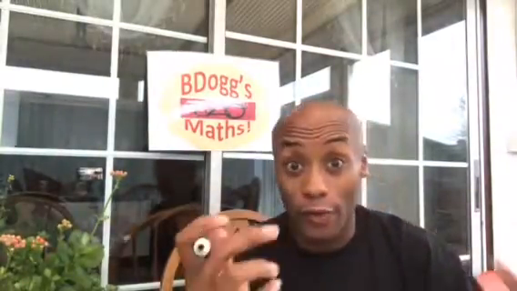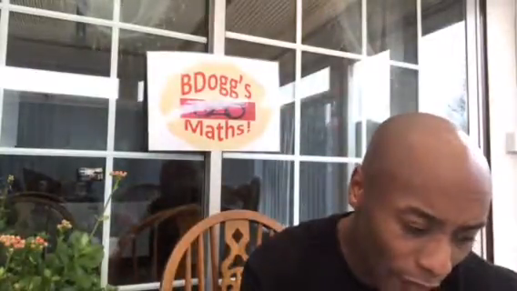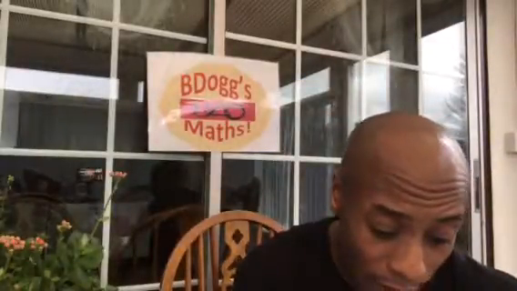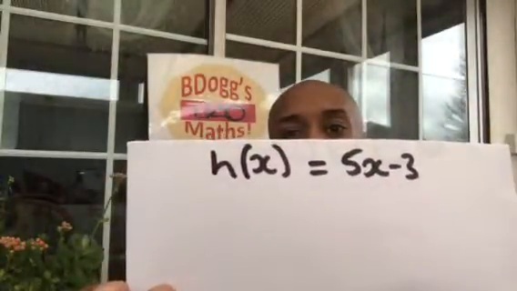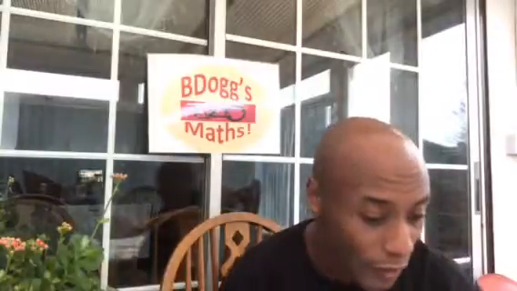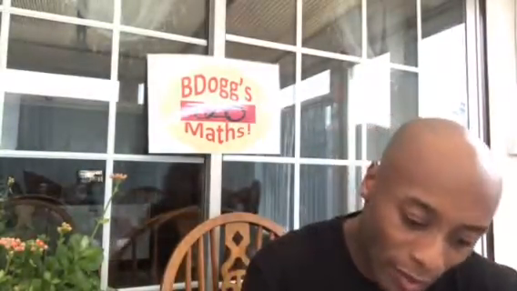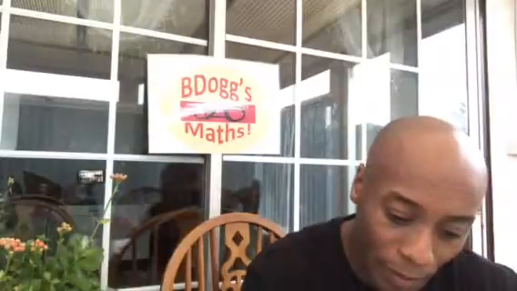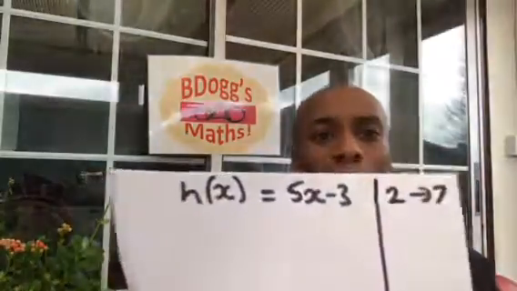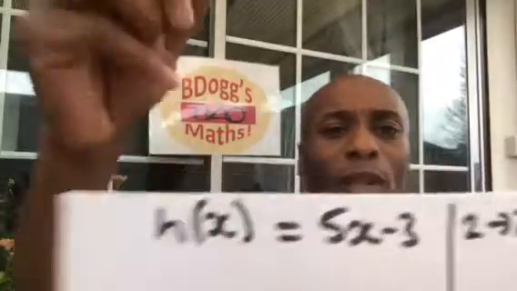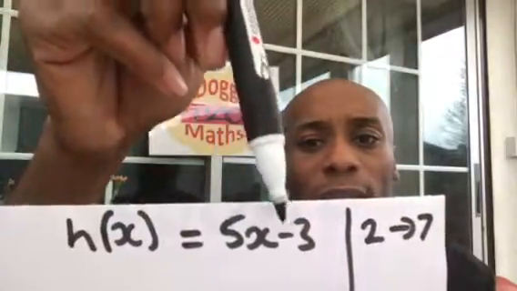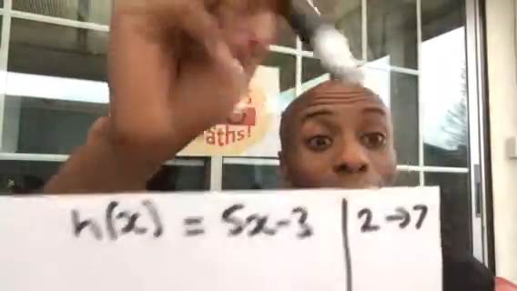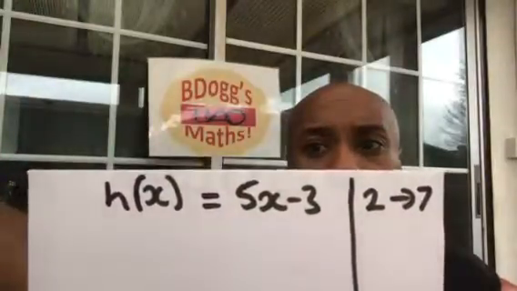I'm going to write down a function first of all. So I'm going to write down the function h. h of x equals 5x minus 3. And I'm going to write down a mathematical example of that. So there it is. 2 goes to 7. Let's have a look. h of 2 means 5 times 2, which is 10, and then take away 3, which is 7. So 2 goes to 7. Happy with that.